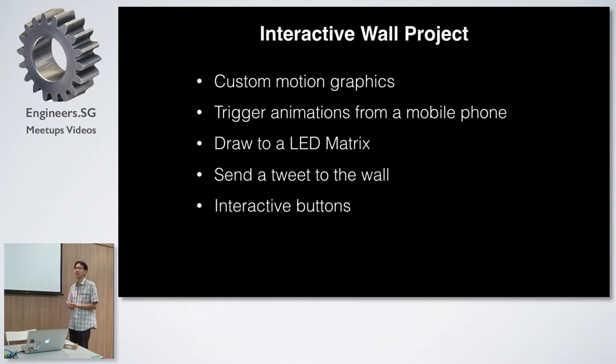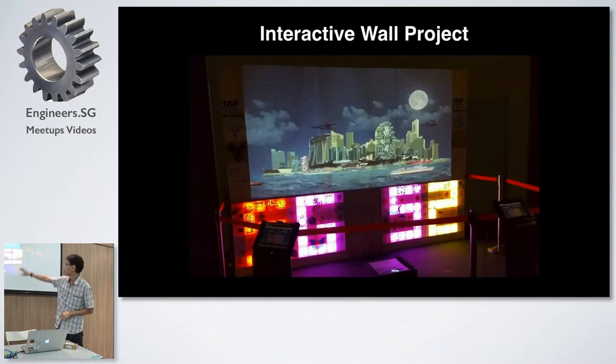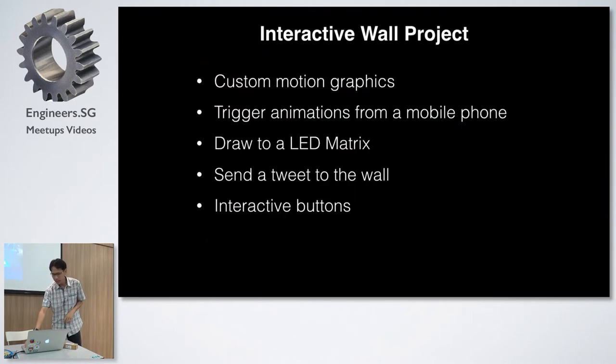I did a bit more, in that besides just touching, you're able to trigger from a mobile phone, quite similar to what TeamLab did. Able to draw to an LED matrix, which is this thing at the bottom, but that's different. That actually does not use the VPT7 software. I can send a tweet to a wall. That means when I tweet something with a certain hashtag, it will appear. So we use Syphon for that, and we have interactive buttons on the side of the wall as well.